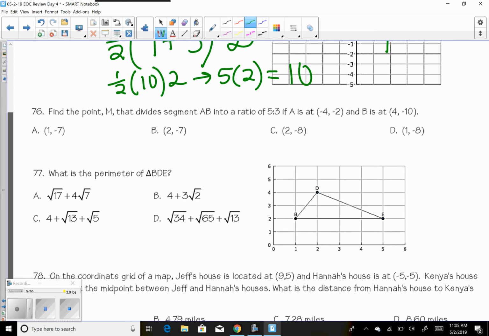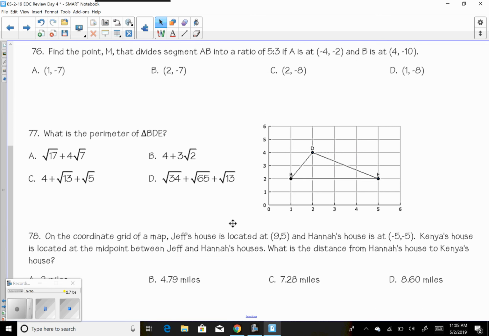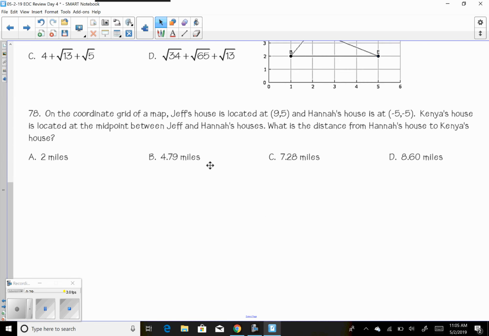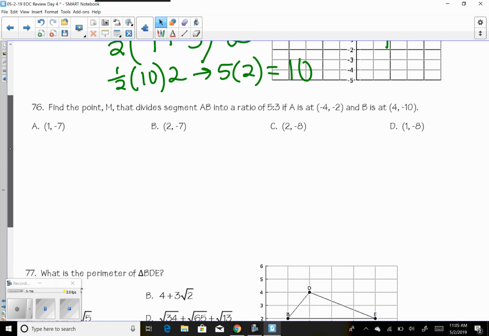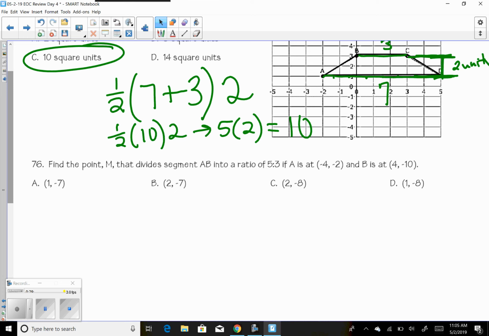All right, let's see if I can move this down because I'm going to need more room there with 76 for sure. All right, I can move 77 and 78 down. All right, so we are partitioning. So we have a ratio, a 5-to-3 ratio. All right, so little a is 5, little b is 3. Of A to B, here's x1, y1, x2, y2.